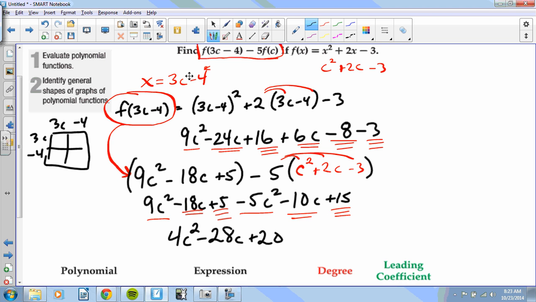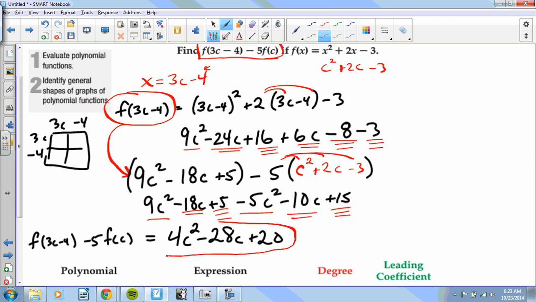So my final result, f of 3c minus 4 minus 5 times f of c, is going to equal this guy right here. All right, so that's our whole piece of the pie right there, just bringing everything out. It's a matter of taking the first portion, figuring out its value. We did that here. Taking the second portion, figuring out its value, and then doing what it asks us to do. Go ahead and combine them into my final answer. Okay. So that's that first part. That's the idea of evaluating polynomial functions.